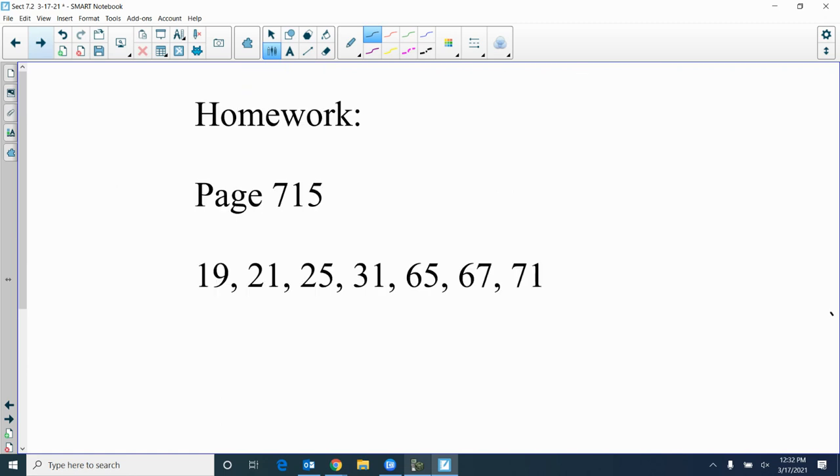Get a couple of these done. I didn't give you a ton of examples, but those are the only two types that come up with law of cosine. Side angle side or all three sides.